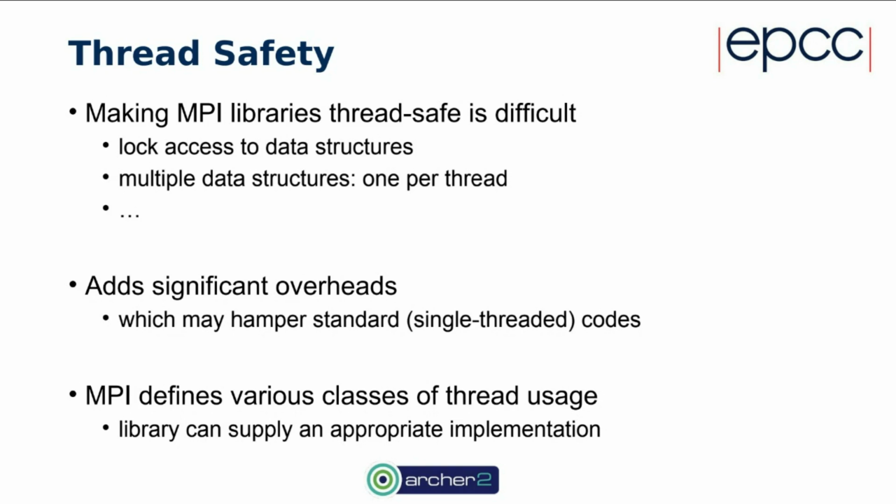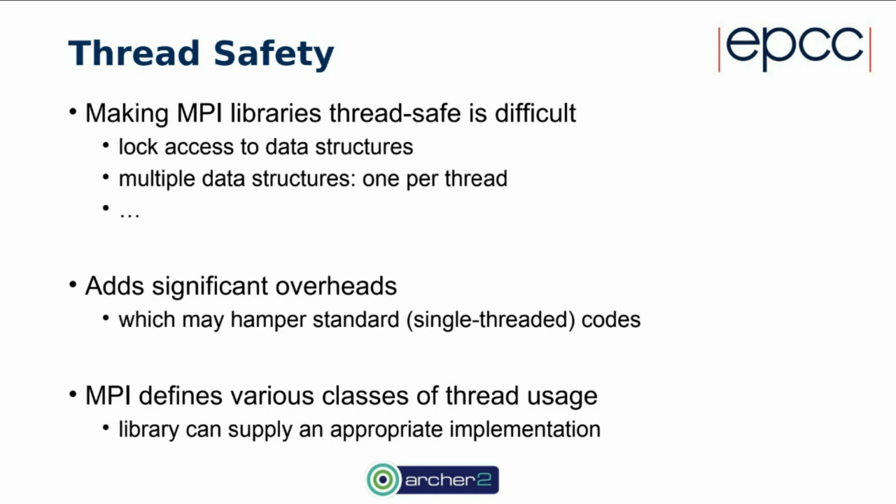So the thread safety features have to be retrofitted, and that means you either have to lock access to data structures inside the MPI library, or replicate them so you have a separate data structure for every thread. It's all a bit horrible and nasty. Adding thread safety to MPI can add some significant overheads, so you don't necessarily want it there if you're not going to use it.